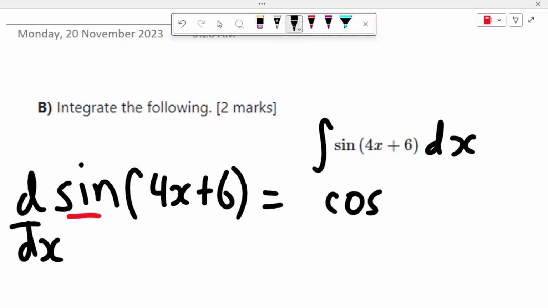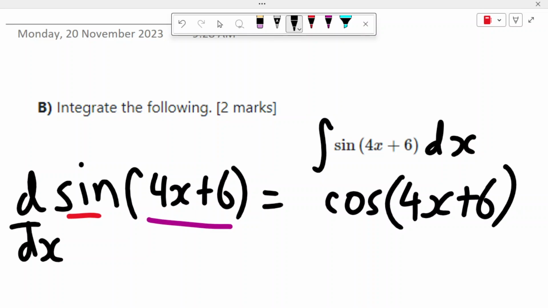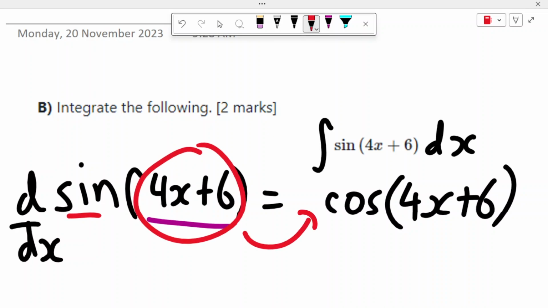That all stays the same, and we put in the same value there. So that all stays the same. But then all we do is differentiate this component. Apologies, everything in the brackets, and we stick that out the front. So in this case, that is just going to be 4. So we stick a 4 there.